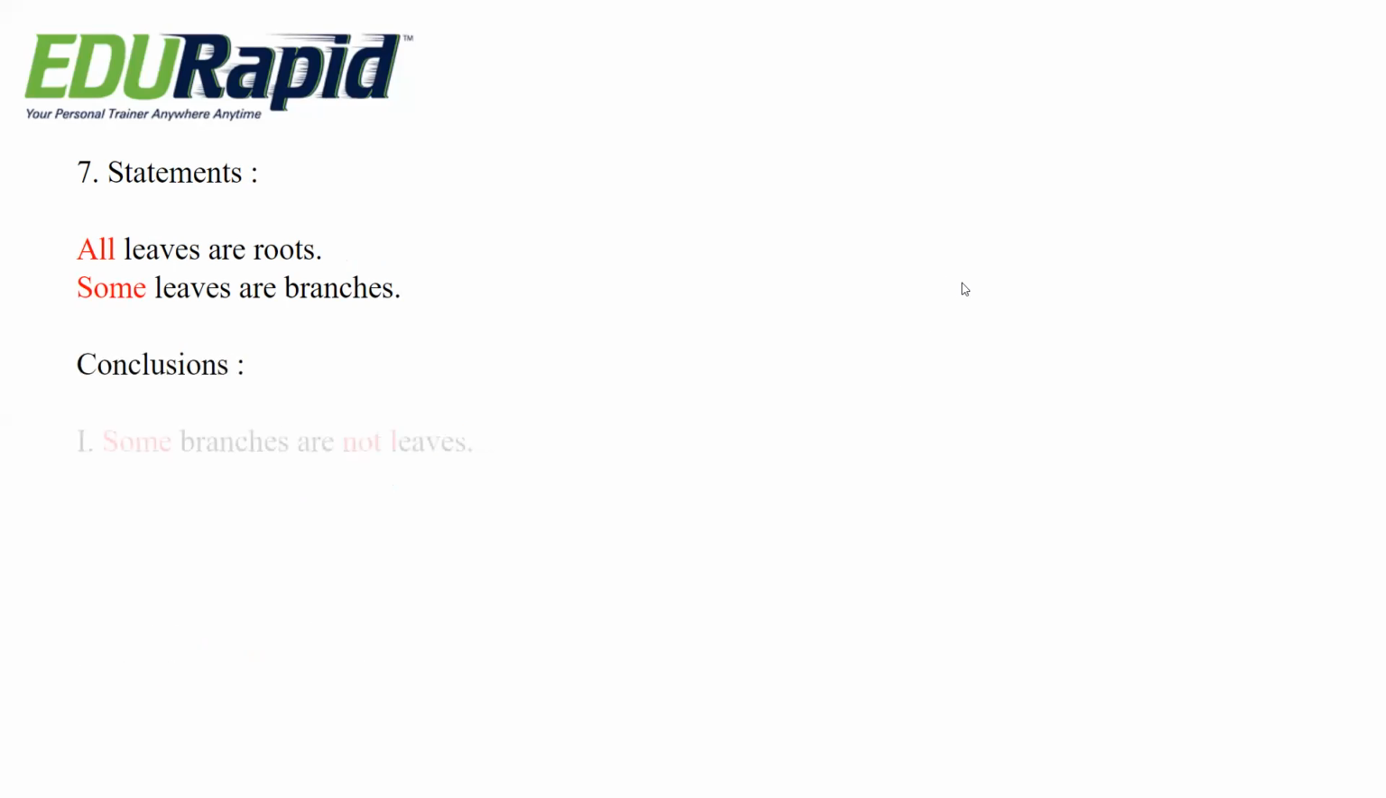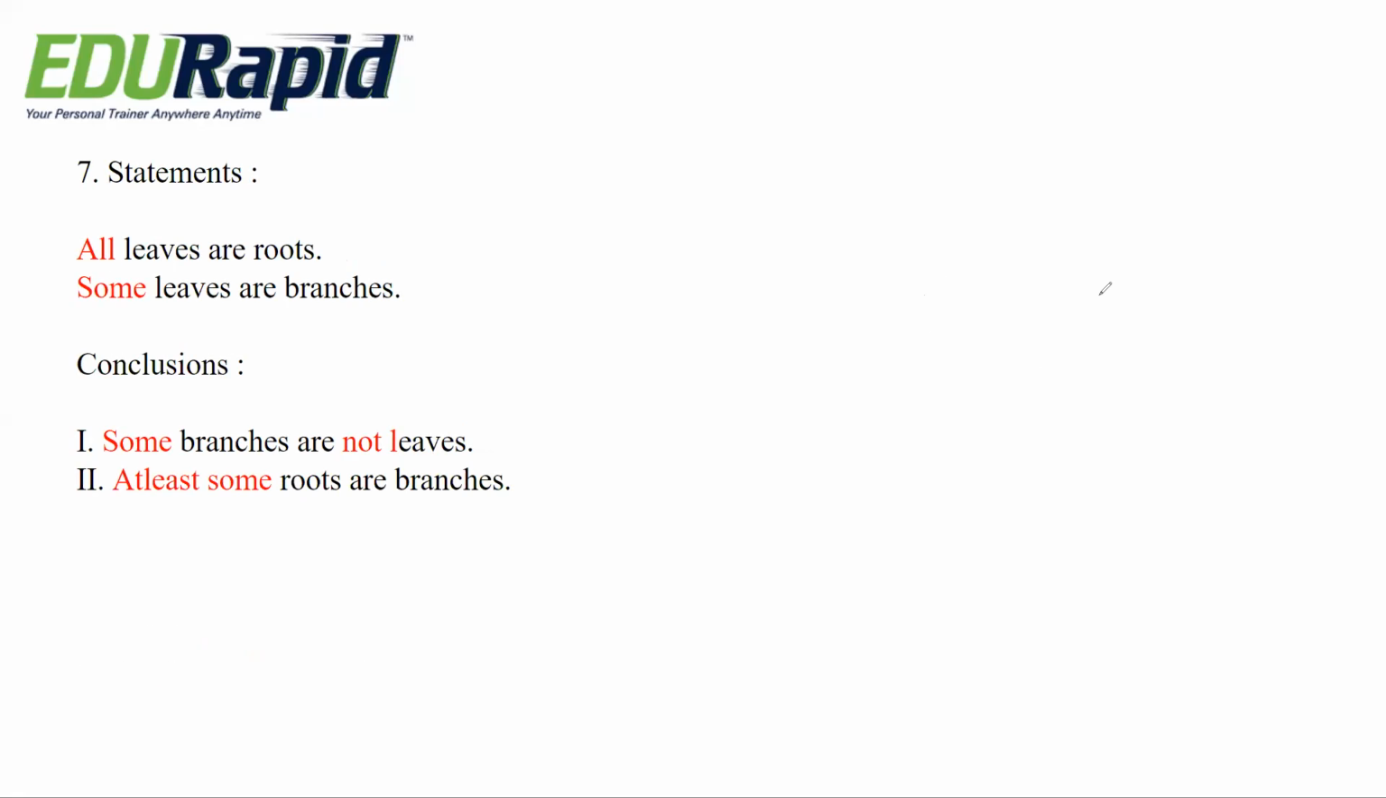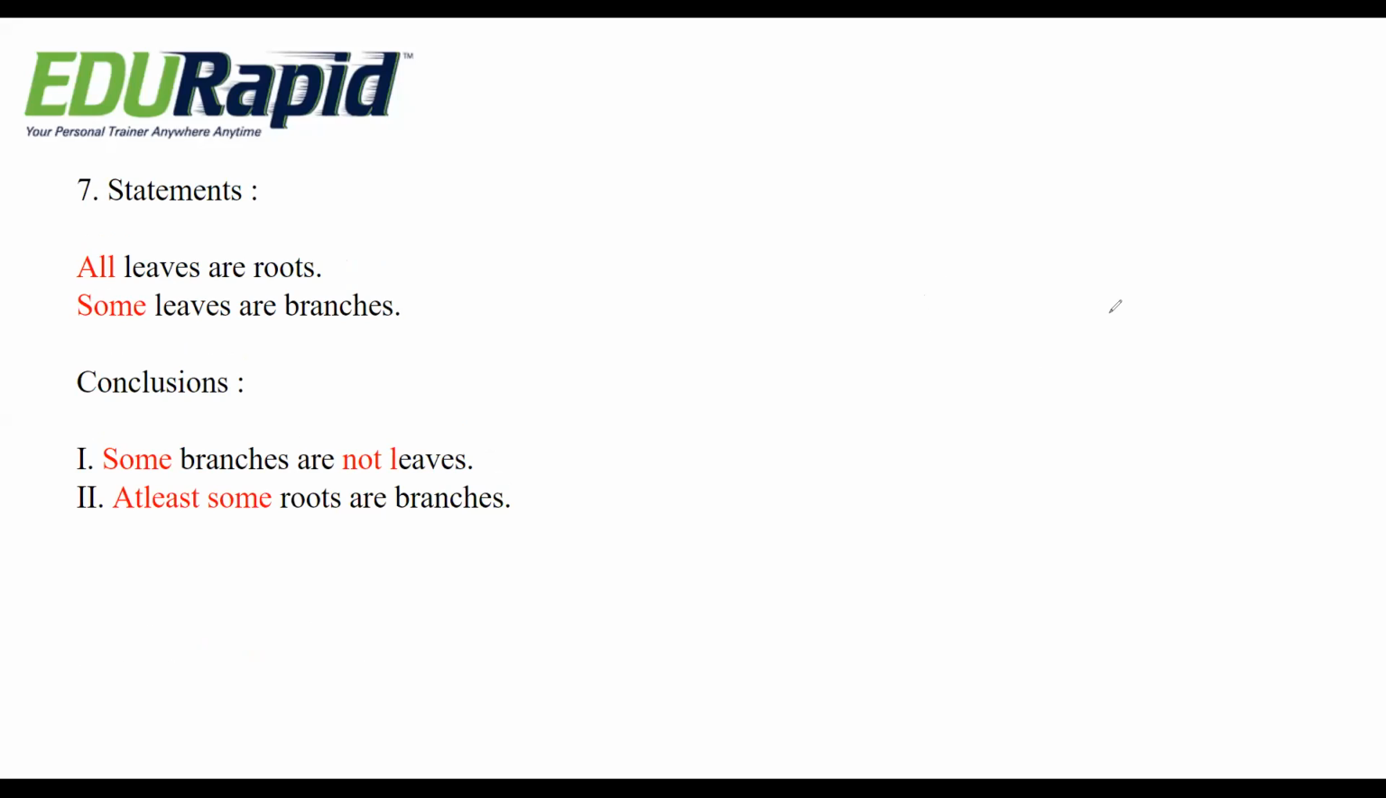Next question. Statements are, all leaves are roots. Some leaves are branches. Conclusions, some branches are not leaves. At least some roots are branches. Write down the Venn diagram.